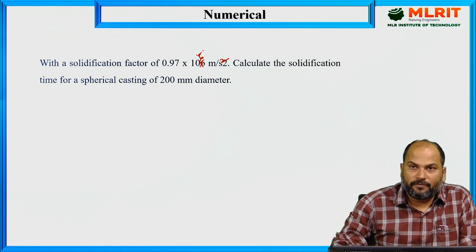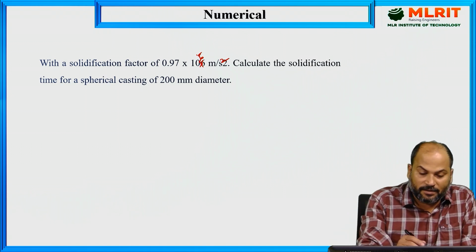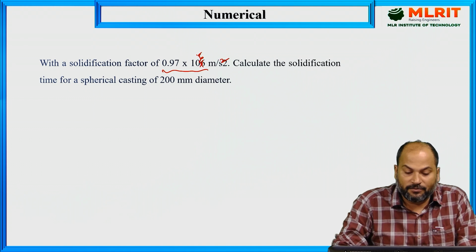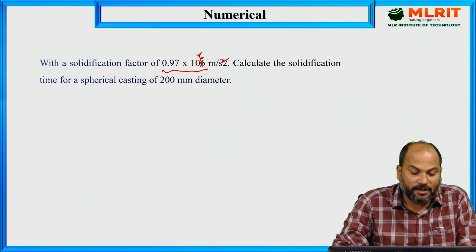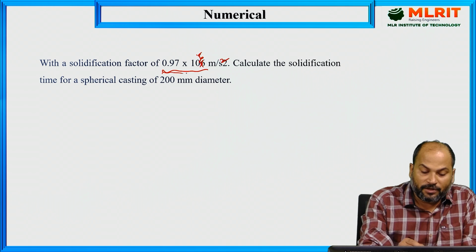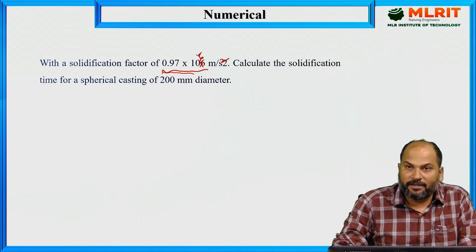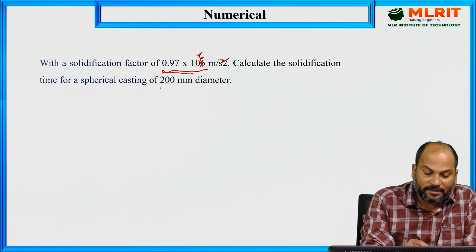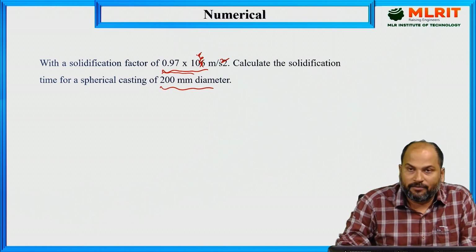So we are starting with this numerical. With the solidification factor of 0.97 into 10 to the 6 seconds per meter square, if this is the solidification factor, calculate the solidification time for a spherical casting of 200 mm diameter. So in this problem, the solidification factor is given, and the casting shape is given. It is a spherical casting, and its diameter is given, 200 mm. We have to calculate the solidification time.